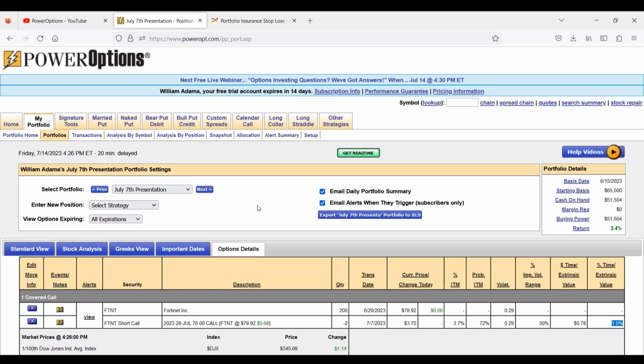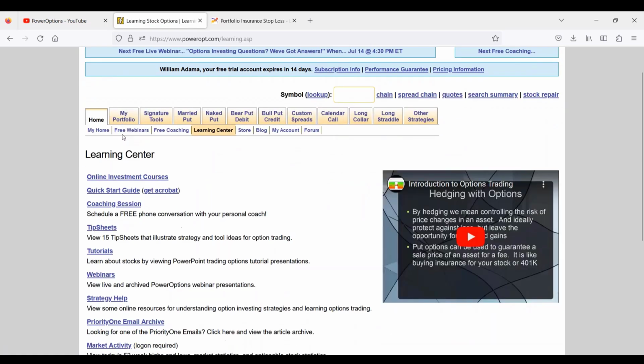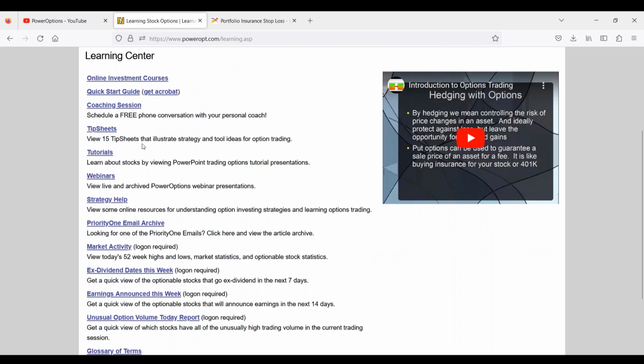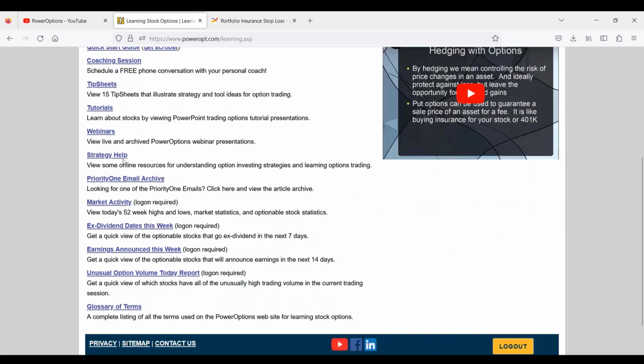It's a statistics tool, the Optionable Stock Statistics page. So once again, I go to the main home tab here, and I'm going to go to Learning Center. And of course, you see some basic views: introduction into options trading, online investment courses, tip sheets that are sent out during the 14-day free trial, tutorials, the webinars link, strategy help pages, archive of the emails we send out every morning, those price watch alerts, morning updates, market activity, ex-dividend dates, earnings announced this week, unusual option volume today report, and the basic glossary.